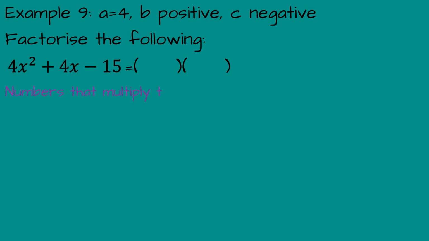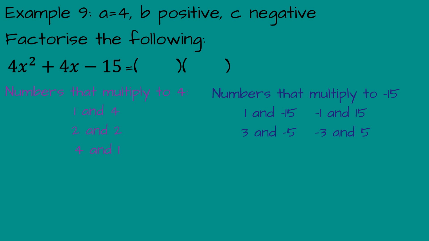Numbers that multiply to 4 are 1 and 4, 2 and 2, and 4 and 1. Numbers that multiply to minus 15 are 1 and minus 15, minus 1 and 15, 3 and minus 5, and minus 3 and 5. Multiply these together in pairs and add to see if the answer is 4. You can see by common sense that 1 and 4 won't give an answer of 4 with either 1 and minus 15, or minus 1 and 15. The same is true of 1 and 4, with either 3 and minus 5, or minus 3 and 5. None of these combinations give the required answer.